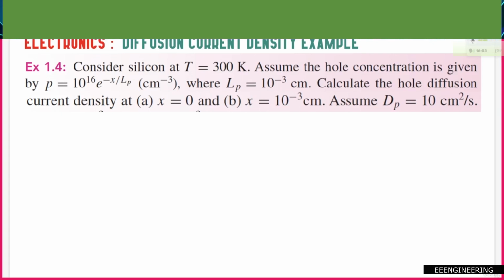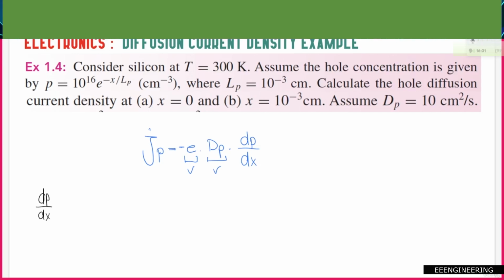So how are we going to solve this problem? Again, exactly the same process, but this time we are having a hole diffusion. So Jp is going to be equal to E times D times dp over dx, but this time we are also going to have a minus sign since we're talking about holes. So in the end, we have the E value, that's fine. We also have the diffusion coefficient, but we don't have the derivative of hole concentration. So let me get that.